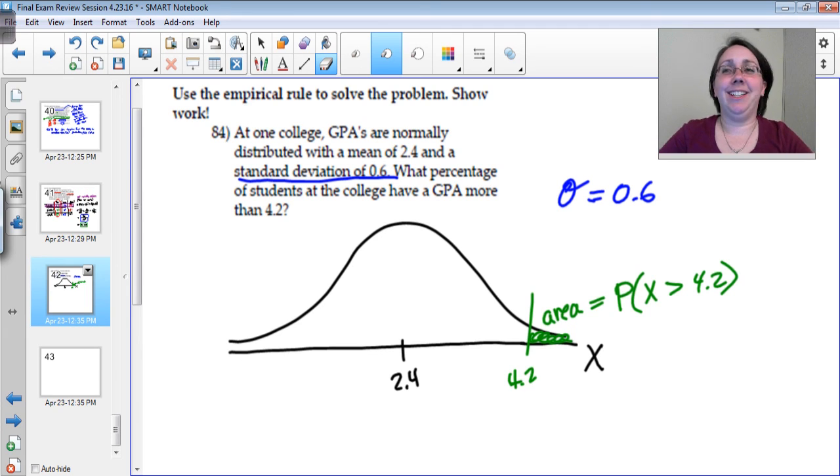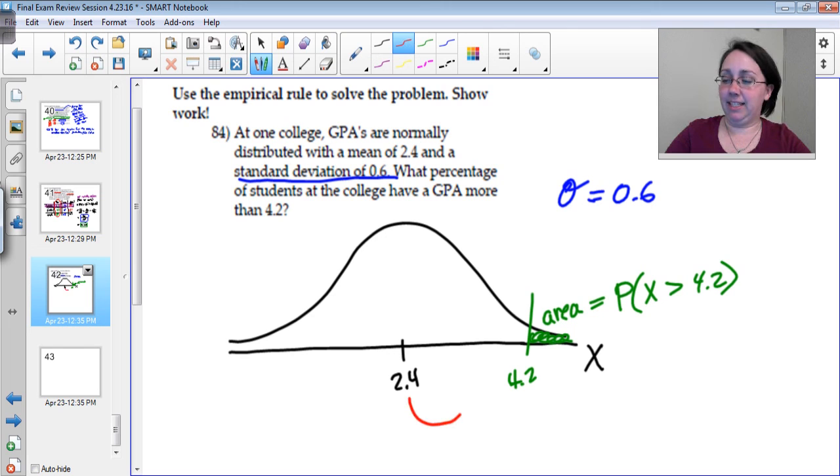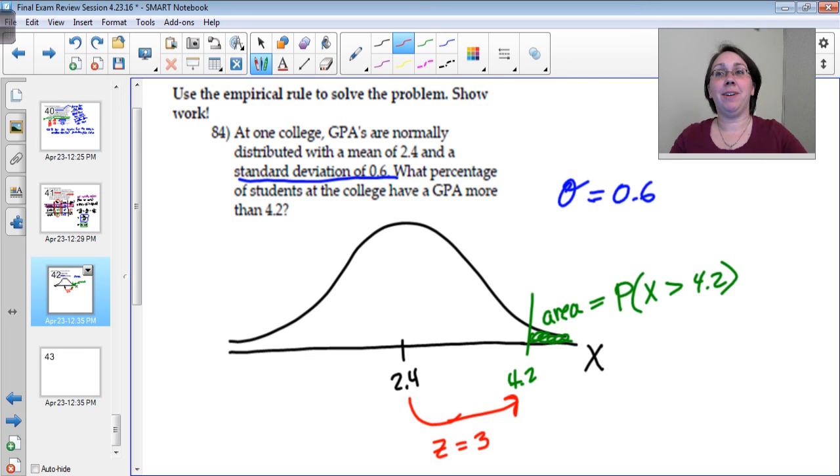Empirical rule. What do we need to determine? How many standard deviations do we go out from the mean here? 3. How'd you know that? We already found the z-score was 3. Z-score is standard deviations, remember? So I didn't waste my time completely. But yes, if you add the standard deviation 3 times, you get to your data value.